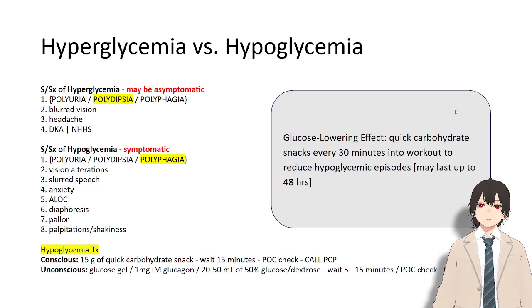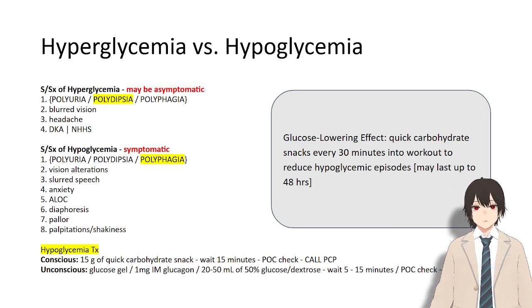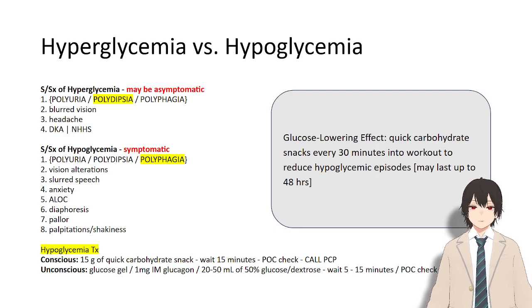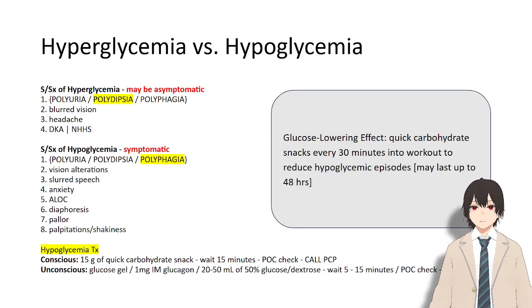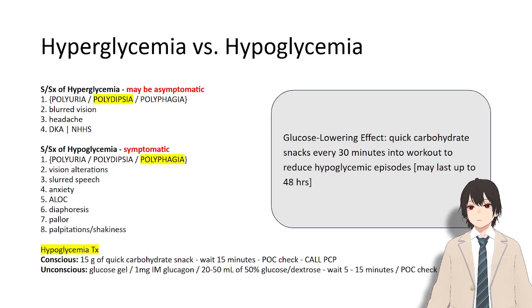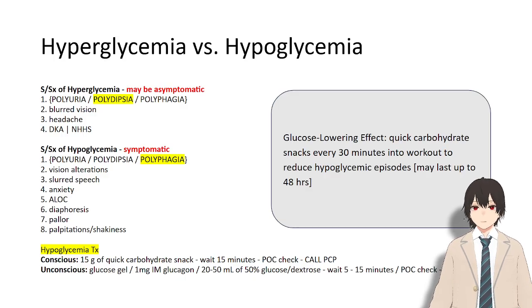So we're going to talk about what happens if you don't control your blood sugar well, right? Because it's going to swing up or it's going to swing down. So that's hyper versus hypoglycemia. Signs of hyperglycemia, when you have too much, right? It can be asymptomatic, but you also have the 3 Ps again. You're going to have blurred vision, headache, right?